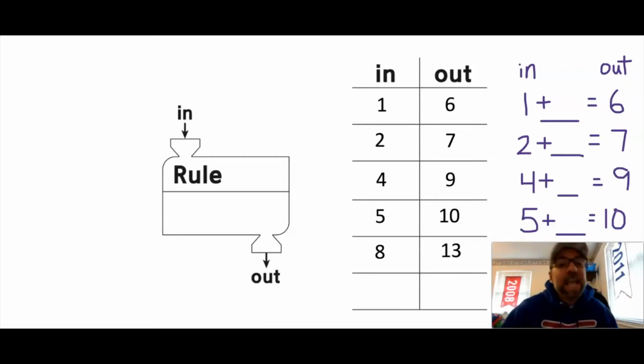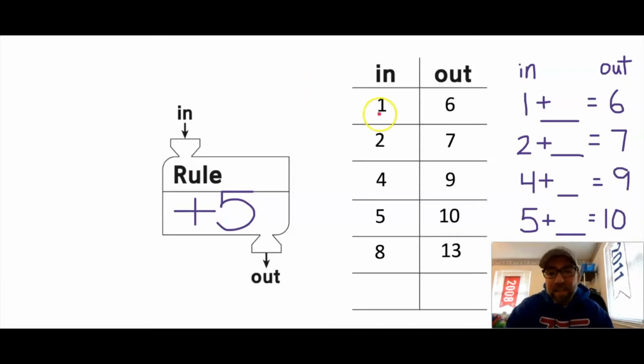Now, did you say that our missing number is plus 5? So we would write in our rule box plus 5. Now I like to write plus 5 right on my line. See how I write plus 5? Because now look what I see. 1 plus 5 equals 6. There's my number model. 1 plus 5 equals 6.